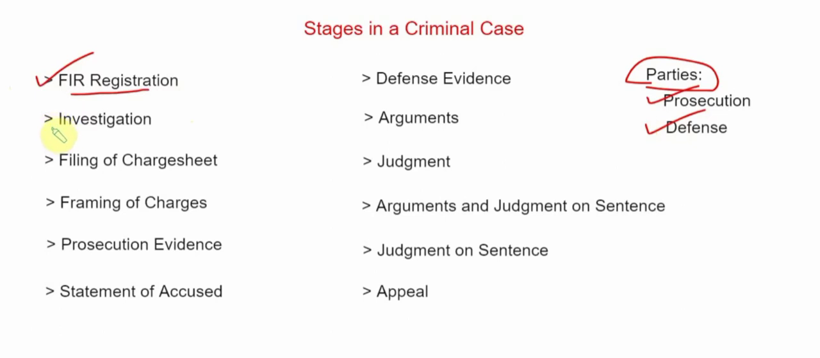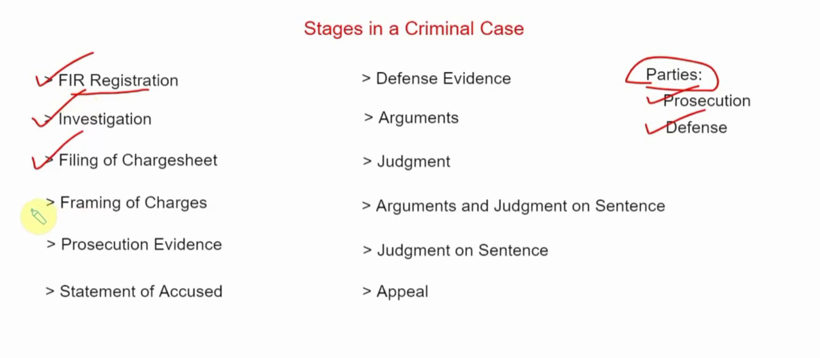The next thing is this FIR kicks in the process of investigation. The investigation takes place, the police collect evidence, they seize important documents, anything related to the crime. They will try to find out what the truth is. Based on that, they will file a charge sheet stating that so and so has done it, and so and so has been affected this way. The charge sheet is going to state what kind of offenses and what kind of evidence. So what the police file is a charge sheet before the court.